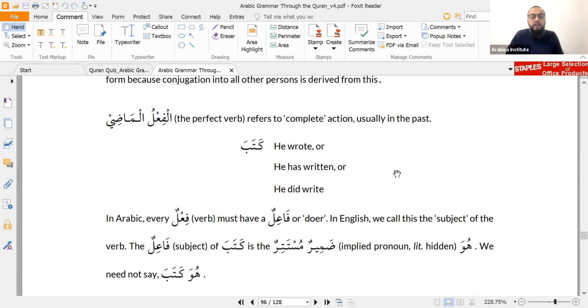Now, in Arabic, the verb contains a pronoun. So a verb on its own contains the person who is doing the action, the pronoun contained in the verb. So within the verb kataba, there is a hidden pronoun, which is huwa, which is called a damirun mustatirun. Mustatir means hidden. And if you manifest that pronoun, you can put it before kataba. If you say huwa kataba, that means he wrote.